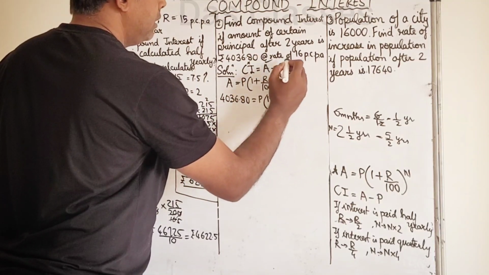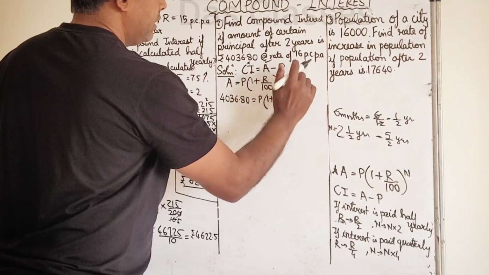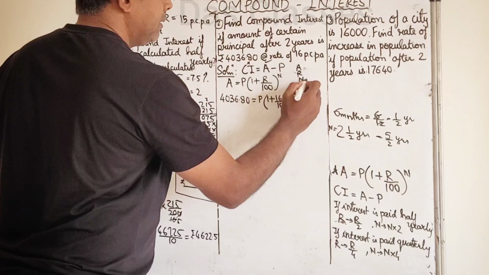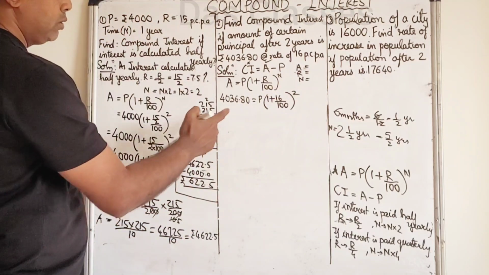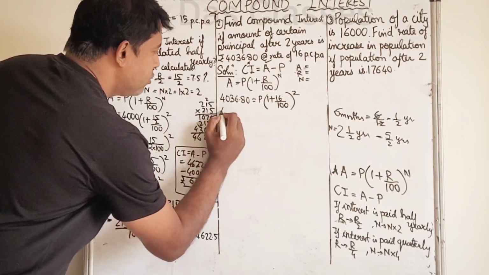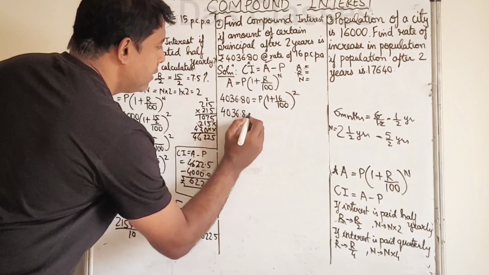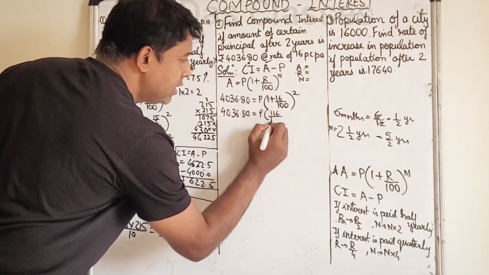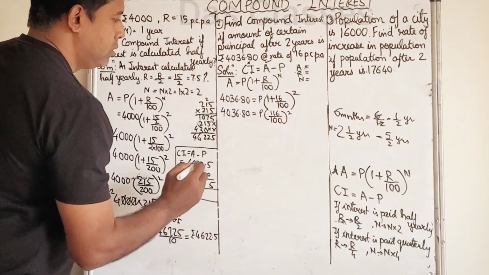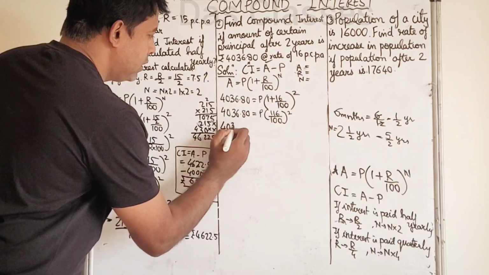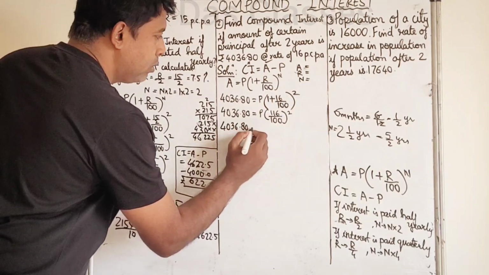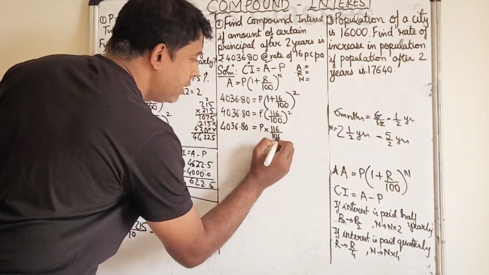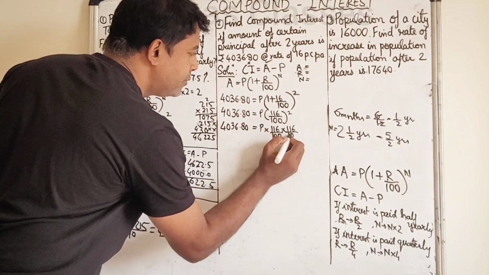You could have written the given things over here. P is not given. You could have written the A, the rate and the period. Okay, so we have substituted those. So what we get is 4036.80 equals P into 100 plus 16, which is 116, upon 100 squared. P squared means you have to take it 2 times: 116 upon 100 into 116 upon 100.